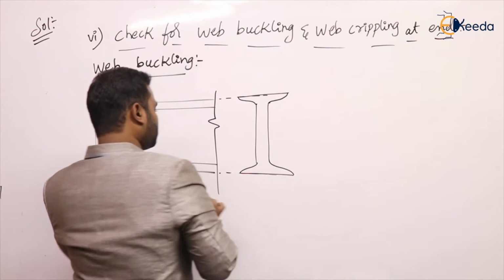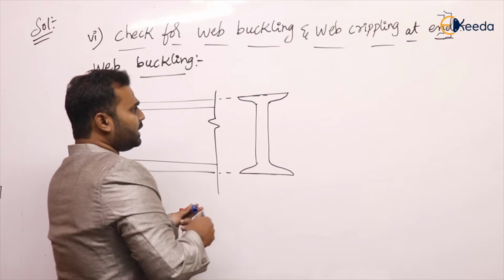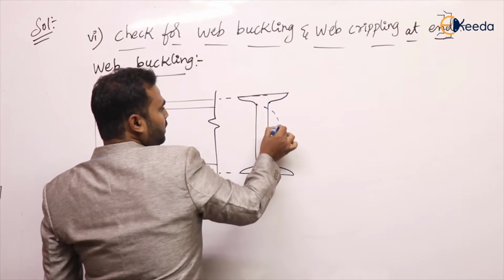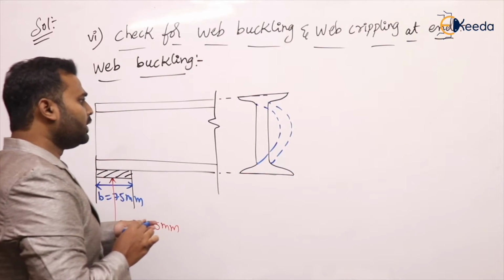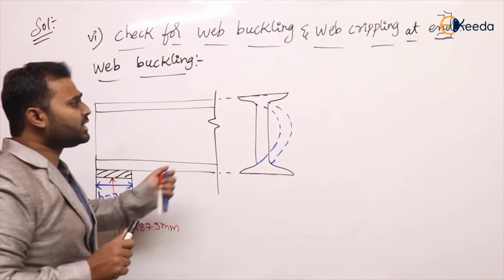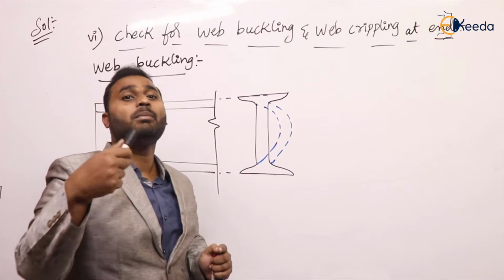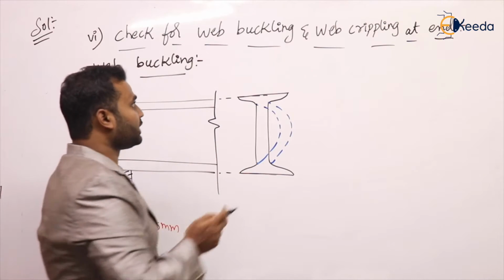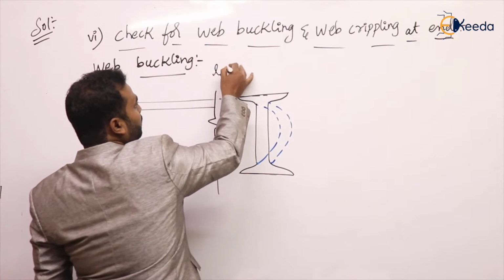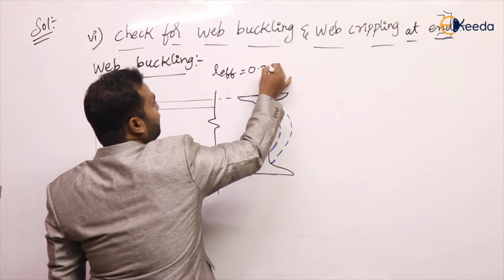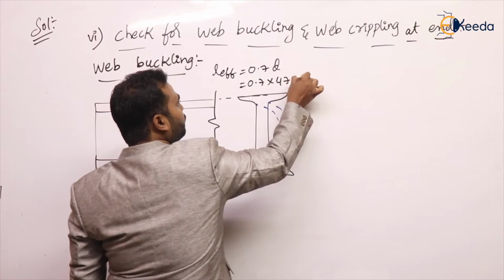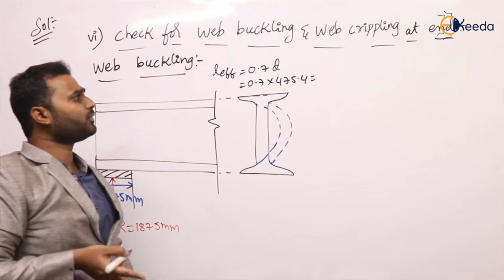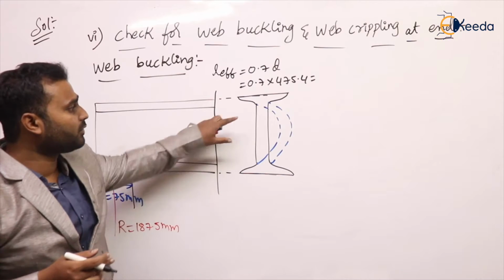Is that okay? Because of this web buckling, this is how the web is going to deform. And we design this web in web buckling as an imaginary column having effective length equal to L effective, 0.7 of D. So 0.7 into D. D is how much? 475.4. So 0.7 into 475.4 will give the effective length of this web.